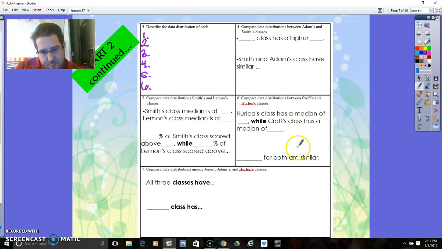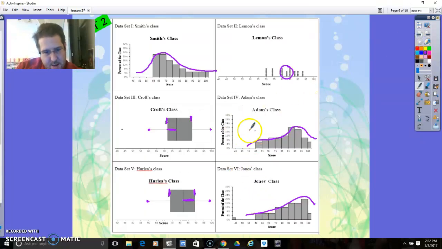Where did we leave off? So blank for both are similar. The box and the quartiles, basically everything is very similar. Number 7, all 3 classes have blank. So we're looking at Jones, Adams, and Hurlia's. So let's go back. Jones, Adams, and Hurlia's.